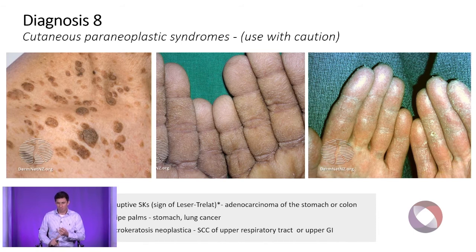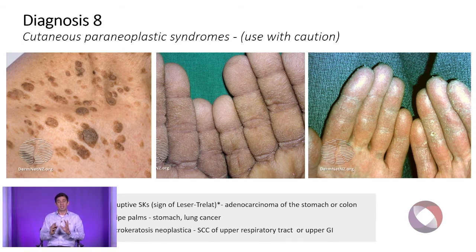We have adenocarcinoma of the stomach, colon, lung cancer, upper respiratory tract, and upper GI. This is what you would get on your dermatology board exam. If you got these pictures, the answer would be aerodigestive cancer. Well, aerodigestive cancer is not that helpful because that's basically everything. You get your whole digestive tract and your respiratory system. I guess it rules out your central nervous system and the reproductive system.